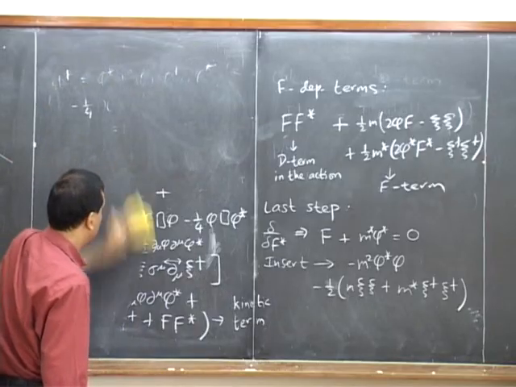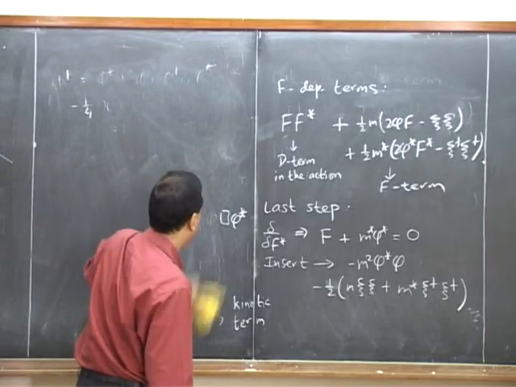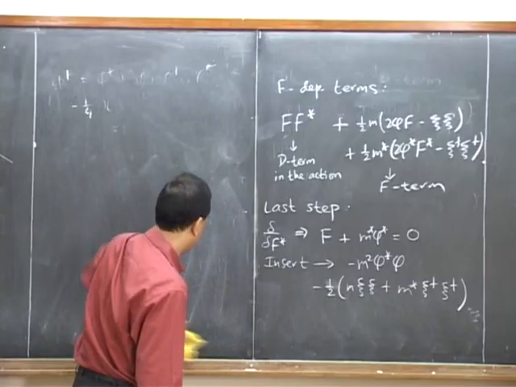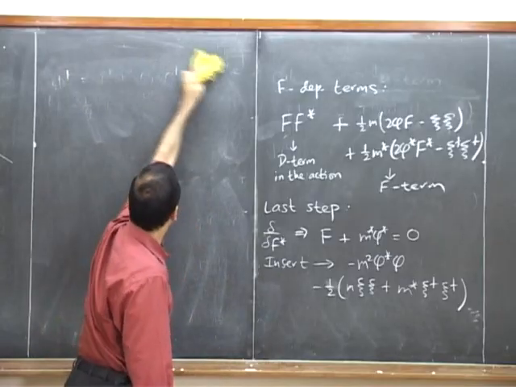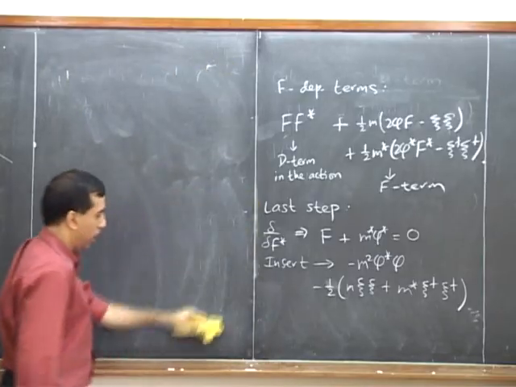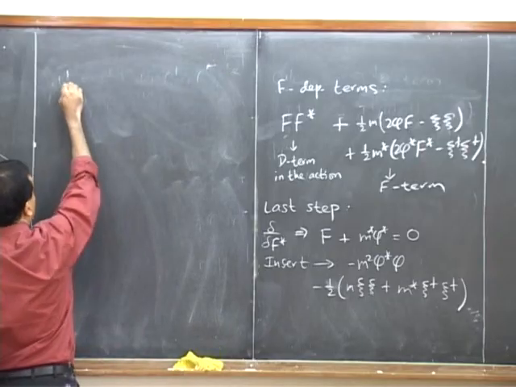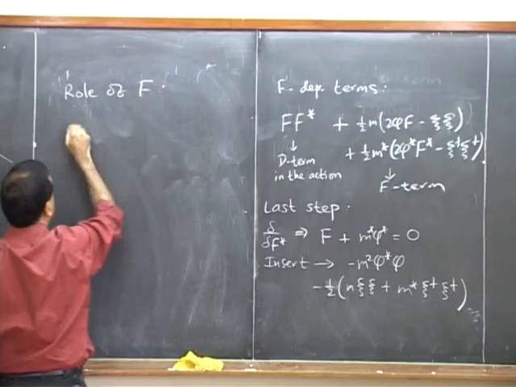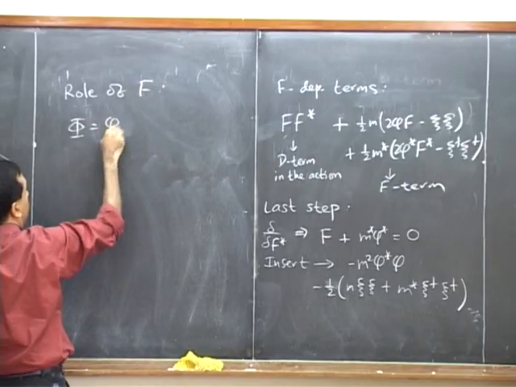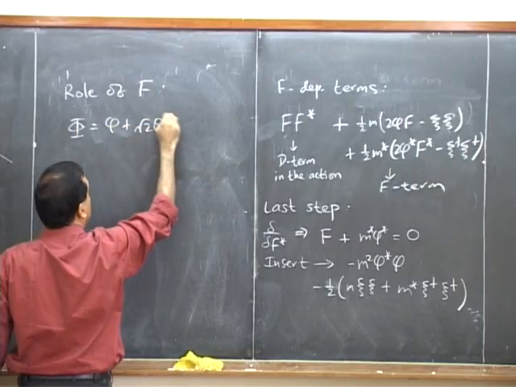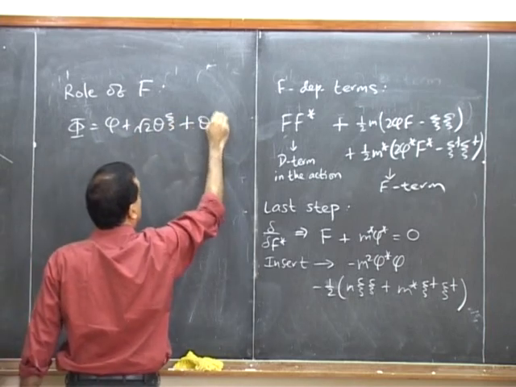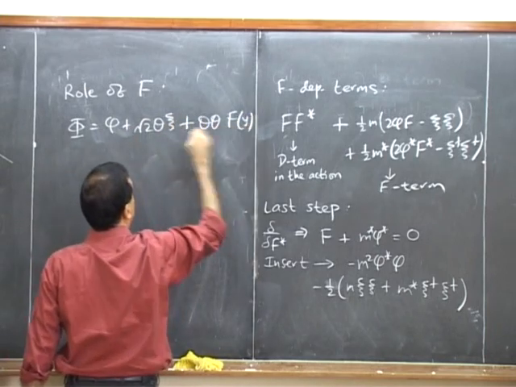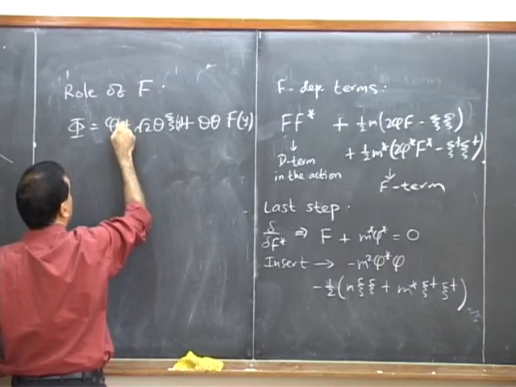Okay, I can't resist making one more comment there about the role of F. One may worry why F had to occur at all if it wasn't going to do anything. And it's actually more important than we think. So let's just understand the role of F briefly. So recall that capital Phi was phi plus root 2 theta psi plus theta theta F. Okay. All these are functions of y. So that's okay.